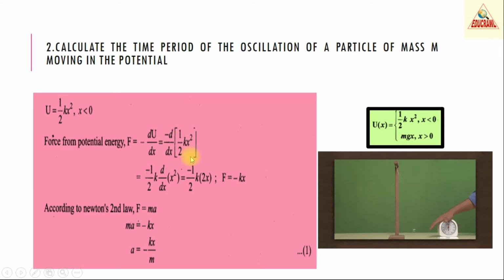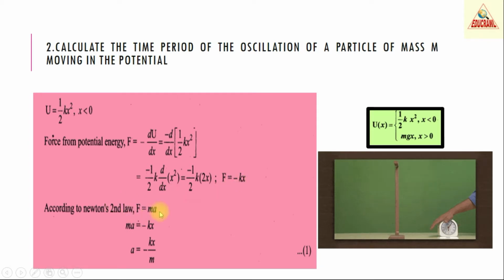So before differentiating, we will take the constant outside. Here the constant is half k. So taking it outside, we get minus half k into d by dx of x squared. d by dx of x squared is nothing but 2x. So the expression becomes minus 1 by 2 k into 2x. 2 gets cancelled and the expression for force is F is equal to minus kx.